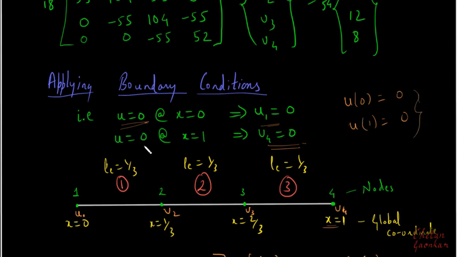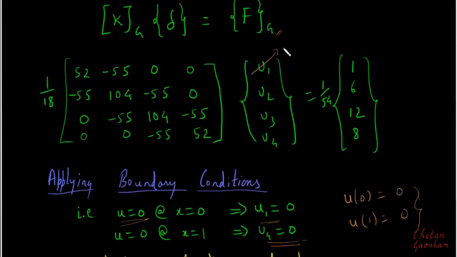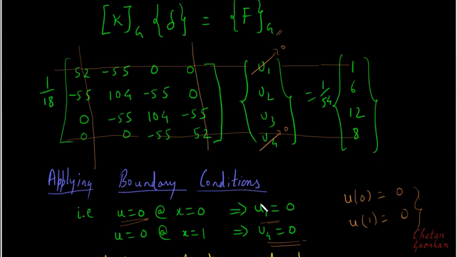So again I'll repeat, u is 0 at x equal to 0, which tells me that u1 is 0, and u is also 0 at x equal to 1, which tells me that u4 is 0. So this term is 0 and this term is 0. Now if these two terms are 0, I can straight away neglect the first row, fourth row, and the first column and fourth column. This is one way of handling the boundary condition, and there are other ways also.